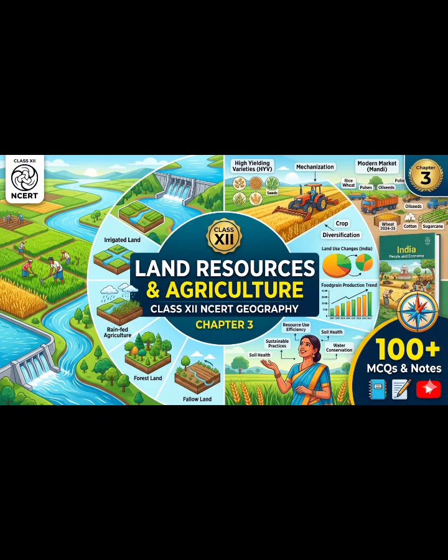In other words, the secondary and tertiary sectors usually grow much faster than the primary sector, specifically the agricultural sector. This type of change is common in developing countries like India.